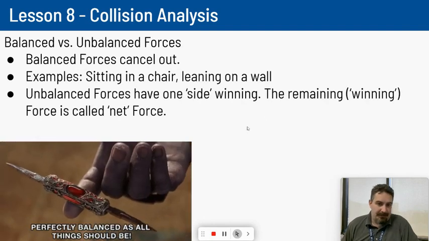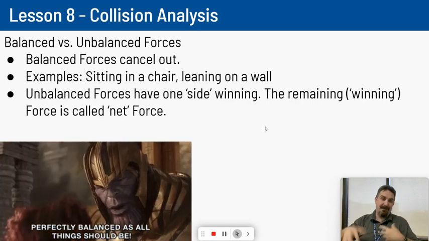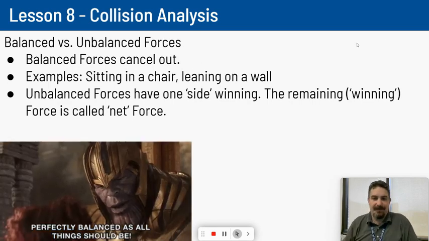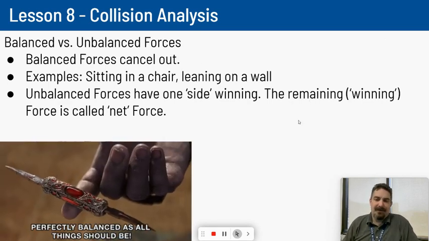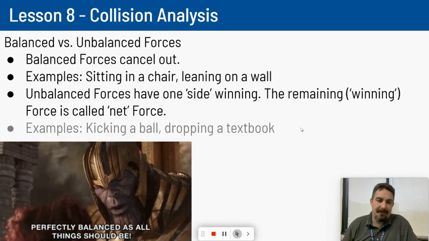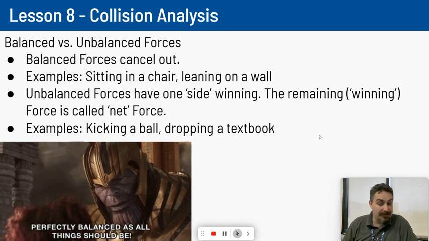Now, with unbalanced forces, one side of the force is winning, right? That remaining, winning force is called net force. It's the force that's left. Kind of like your net paycheck is how much money you get after all the taxes and whatnot are taken out of it. So when you kick a ball or drop a textbook, there is a net force.